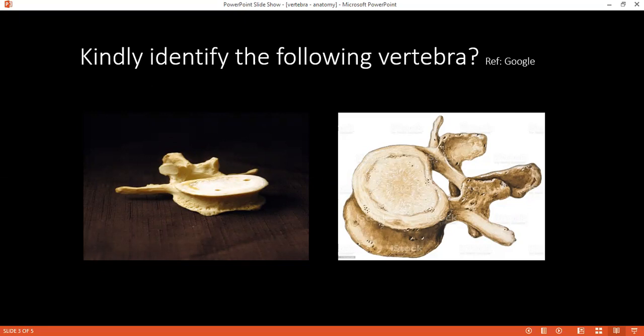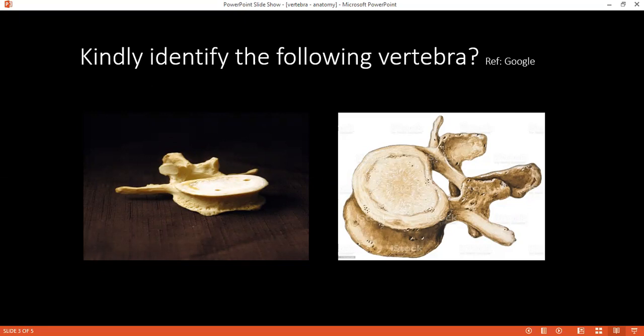Okay, good. How many lumbar vertebrae are there? There are 5 lumbar vertebrae. And how many spinal nerves are there in the lumbar region? Yes, there are 5 lumbar spinal nerves.